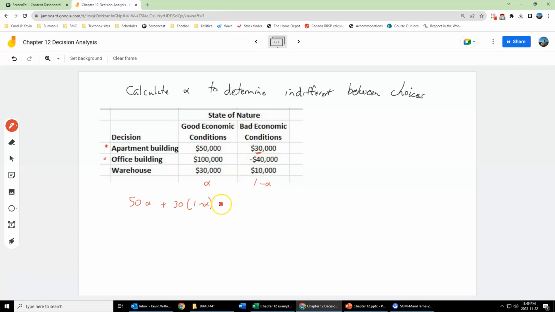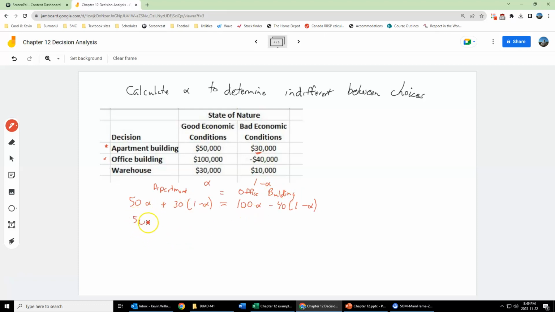What we want to determine is the point for alpha at which the payoff for the apartment building is going to be the same as the payoff for the office building. So the apartment building is going to be 100 alpha minus 40 times 1 minus alpha. Those are the apartment numbers. There's going to be a point where we are indifferent between investing in an apartment building versus investing in an office building. Knowing this will help us understand how confident we can be in our level of optimism.